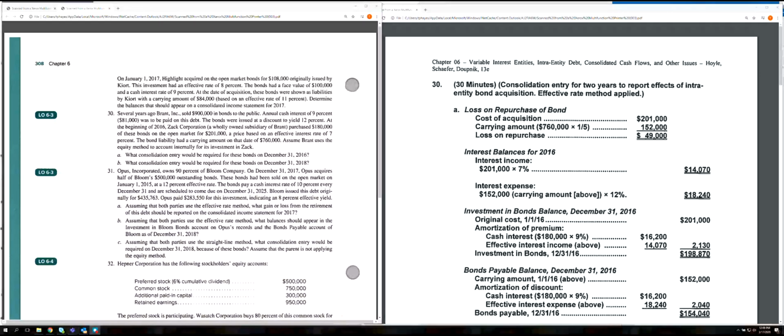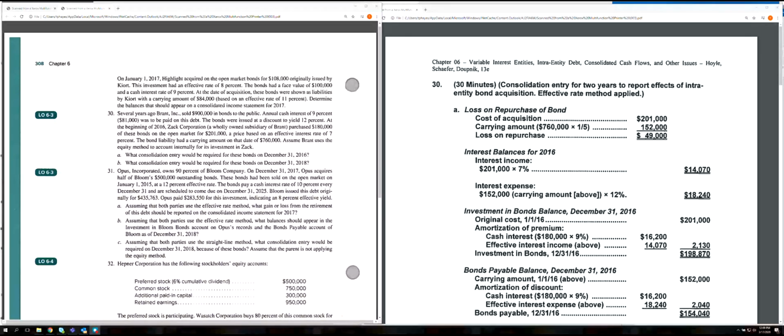So here's what we're going to do. The 201, that is the initial carrying amount of the investment on Zach's books. And for the year, they're going to report 7%. That's the effective interest rate. That's how much interest income they're going to report. Now, that doesn't have anything to do necessarily with the interest they're actually going to receive. We'll talk about that next. We're just talking about the interest income. That's based on this effective interest method that we've been using since Intermediate 2. We take the carrying amount of the investment, 201 times 7%. So that's the interest income that has to be eliminated.